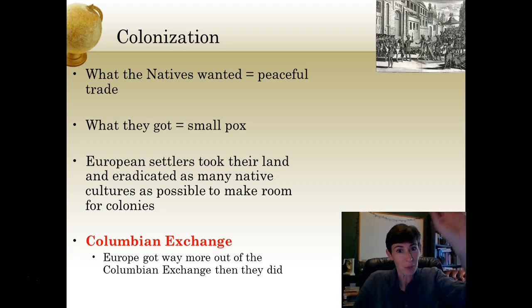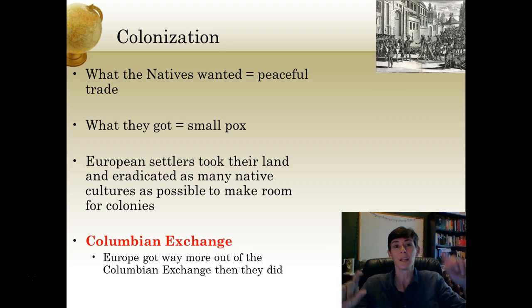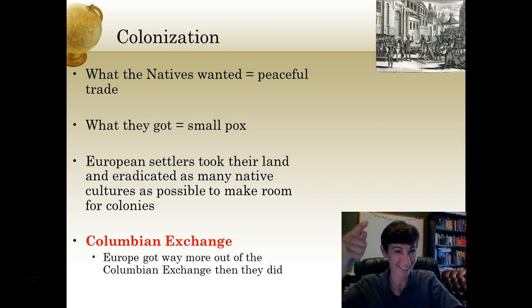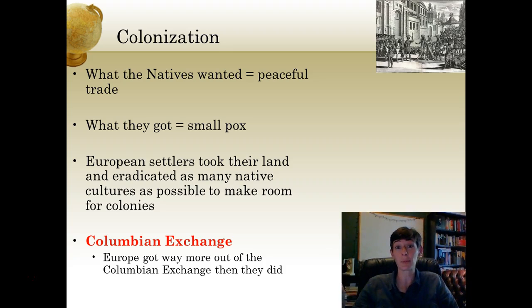All right, colonization. What the natives wanted was peaceful trade. What they got was smallpox. Okay, have you ever seen that little meme that says, April showers bring May flowers bring smallpox? Anyway, I don't know if anyone else is laughing or if it's just me, but European settlers rolled in there, took their land, took out as many of them as humanly possible so they could make room for their own colonies.